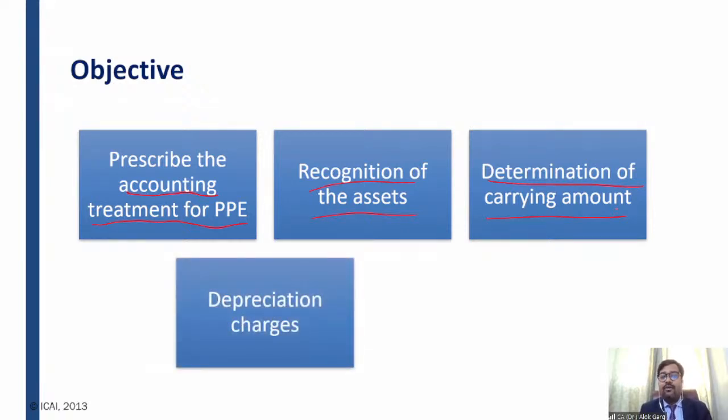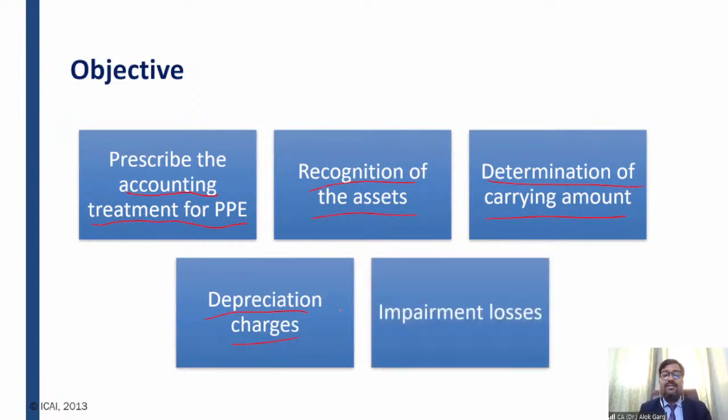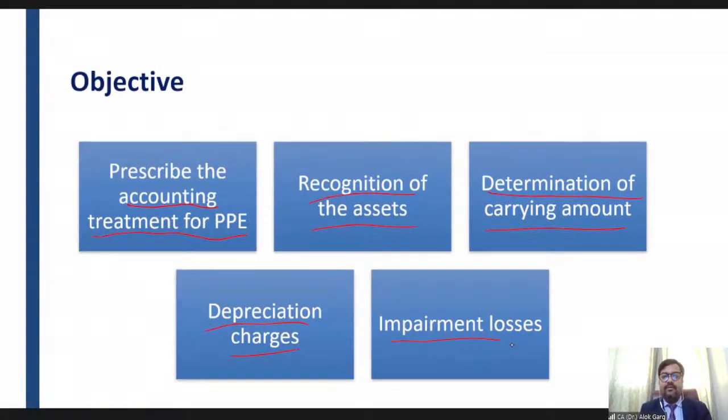This standard also covers the concept of depreciation charges. What is depreciation? How is this depreciation calculated? How is this depreciation method to be identified? So this standard also talks about depreciation concepts. And the last one, this standard also touches upon the impairment losses concept, although this standard does not prescribe the detailed concept of impairment losses, because there is a separate standard, AS 36, which talks about impairment losses. But yes, this standard also touches the concept of impairment losses, right? This is the objective of this particular standard.